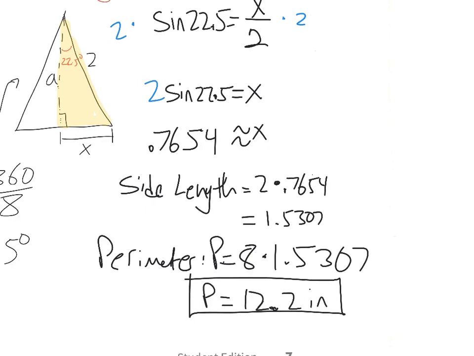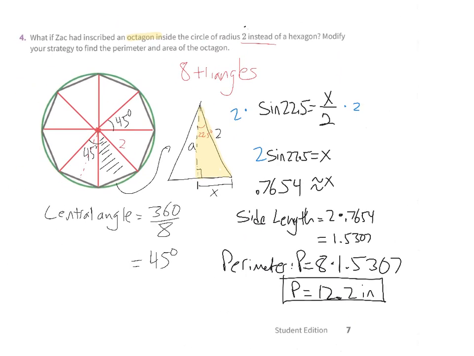So the big idea here is we find the half side. We found that out here, that x, call that the half side, and then we use that to find the whole side length. And then once we find that side length, since this is a regular octagon, we can multiply that by 8.